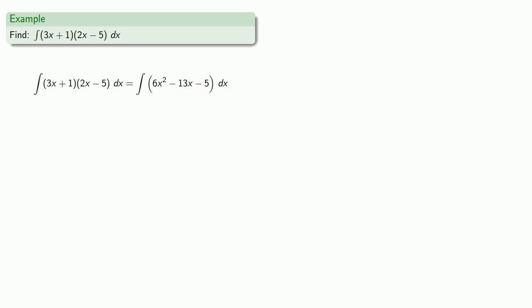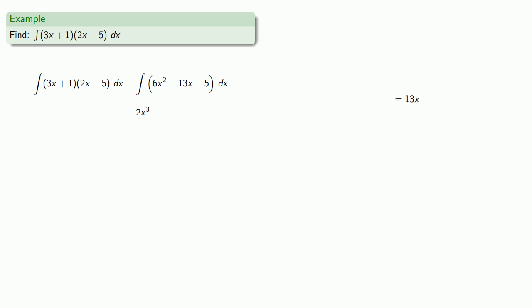So we'll invoke guess and fix. We want to find something whose derivative is 6x squared. So again, I'm guessing this is going to come from something like x to the third, except when I differentiate x to the third, I get 3x squared, which isn't what I want. But if I multiply it by 2, I will get what I want, and that factor of 2 becomes part of the antiderivative.